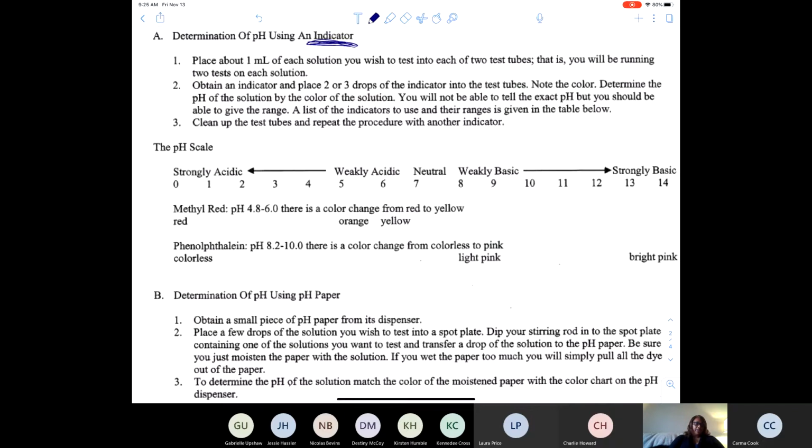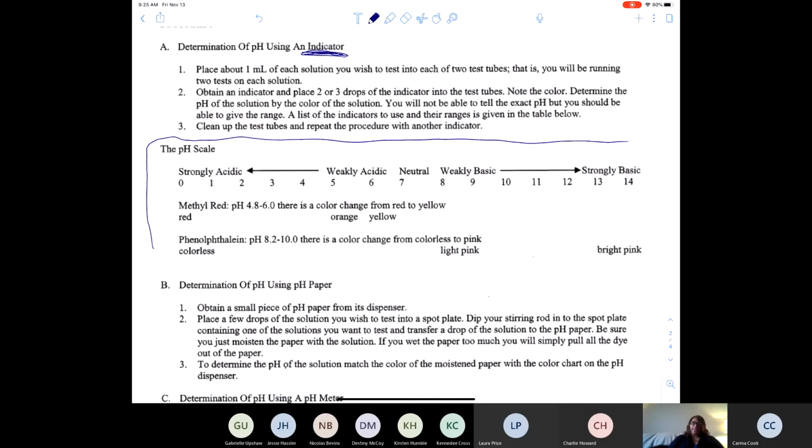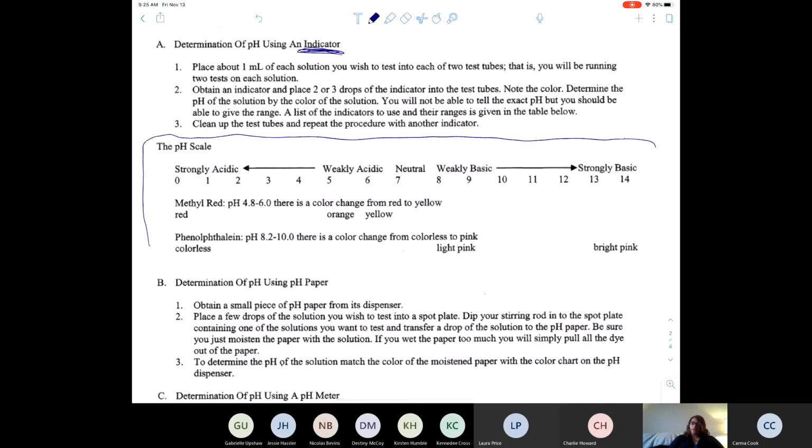And so once you watch the videos and you observe and write down what color the solutions change to when the indicator is added to them, you're going to use this scale as a guide to determine the pH range of each solution based on the color that it changes.